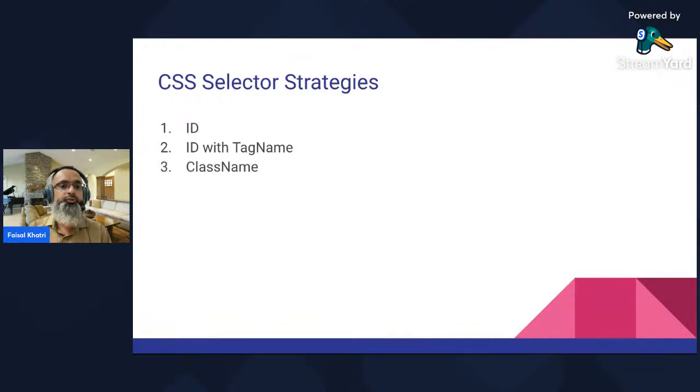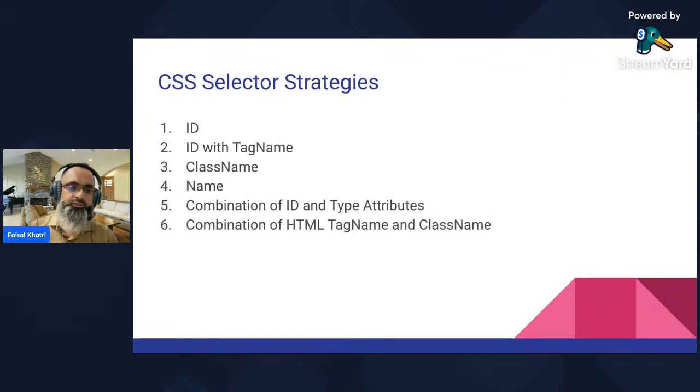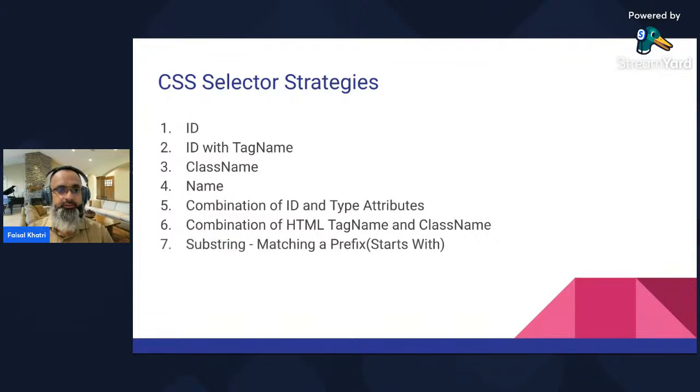Class name can also be used. For class name, we use the dot character so CSS selectors identify that this is a class name, and it will locate the web element using it. Then the name can also be used, a combination of id and type attributes, and a combination of HTML tag name and class name. All this stuff that I'm showing you right now, we will be checking on the developer tools, how to locate them and how to use them in the test. Then we can use substring, like matching a prefix.